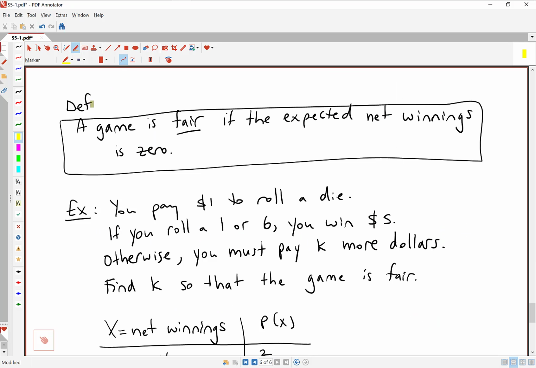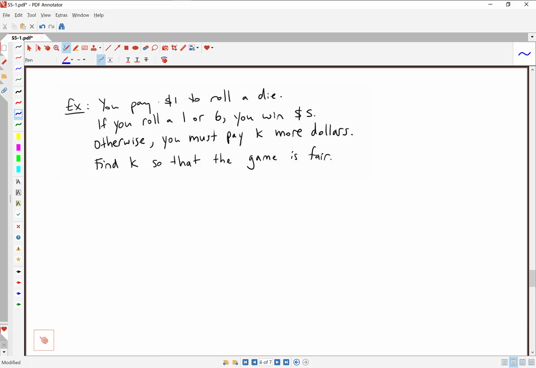So one more definition for this section, we're going to say that a game is fair if the expected net winnings is 0. So for example, you could say a game in a casino is fair if you're equally happy to be the person playing the game or to be the casino itself. Now, in practice, games in casinos are never fair, but we'll say a game in the real world is fair if you're equally happy to be either party in the game.